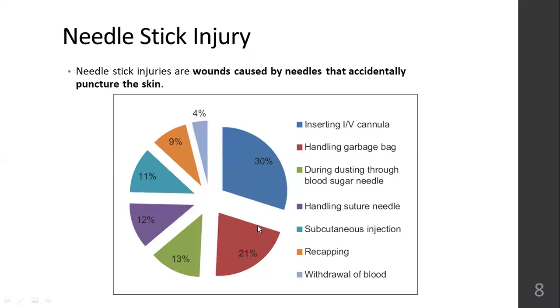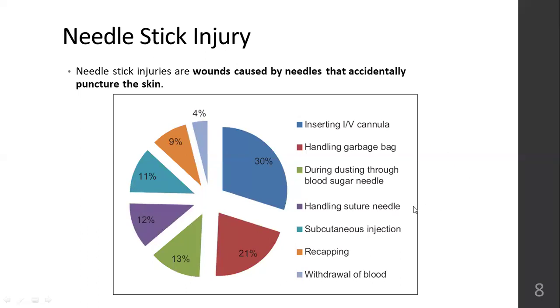The second category is handling garbage bags, so biomedical waste handlers are at the second highest risk. Then come the doctors, junior practitioners, dentists, and so on. So we can make out the causes of needle stick injury from this pie chart. While inserting an IV cannula, you have to be careful. Handling a sharps garbage bag. During dusting, the housekeeping staff has to be careful.